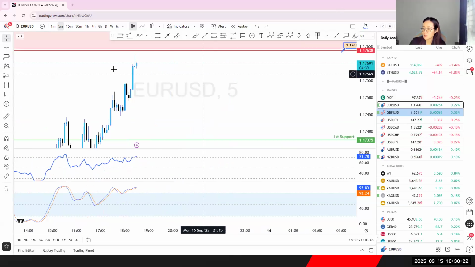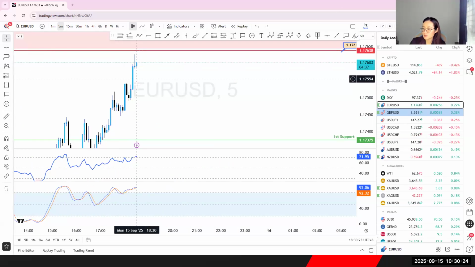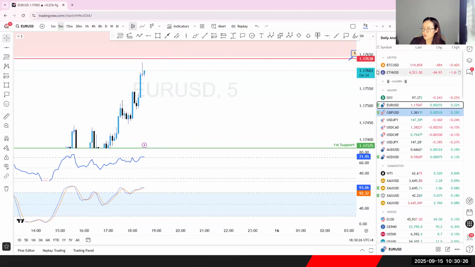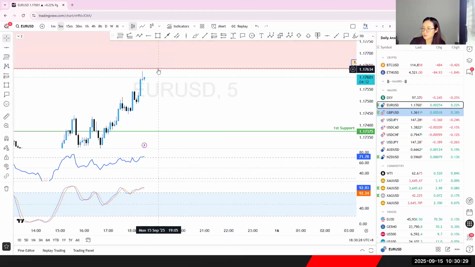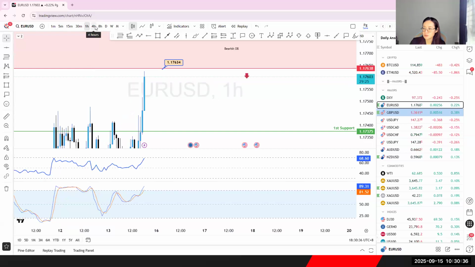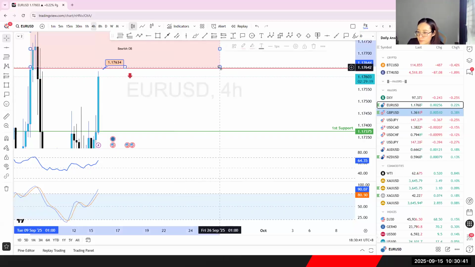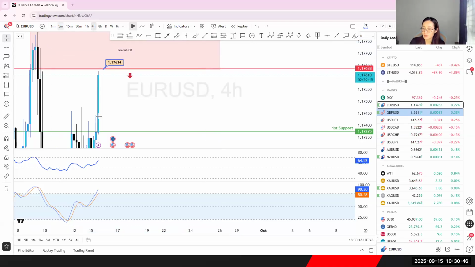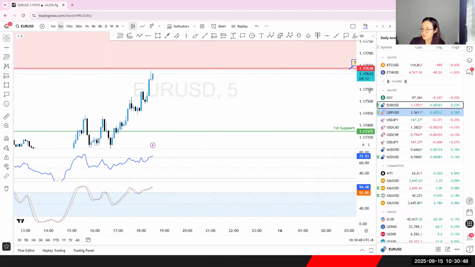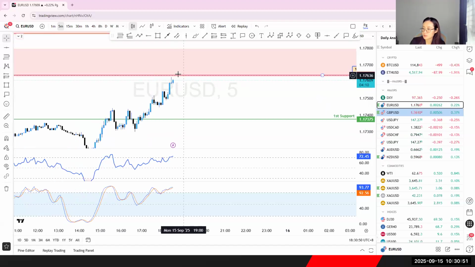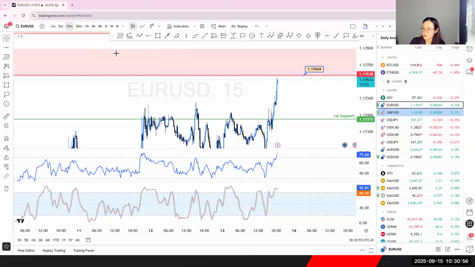Actually, by right, M5 looks very nice. I want price to go slightly higher a bit because it suddenly went into the zones. You want to wick it here. Okay. Let's just wait for price to go in the zone first, if you want to sell, okay?